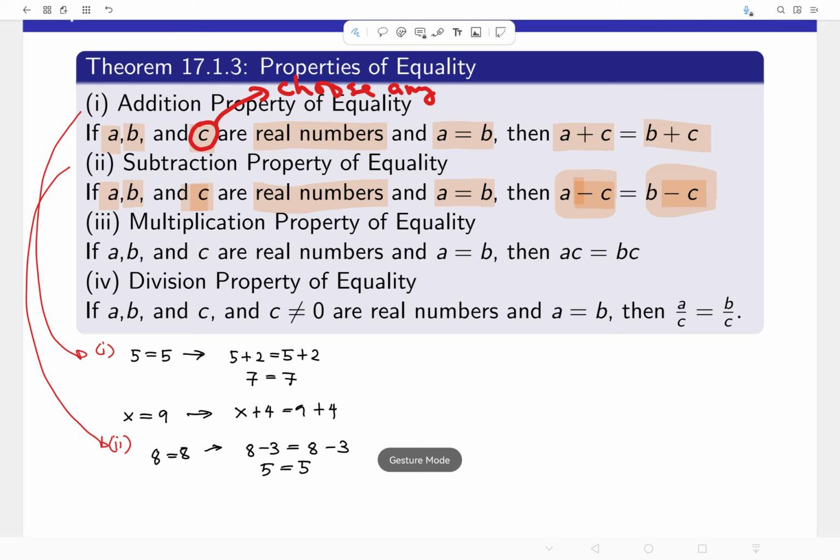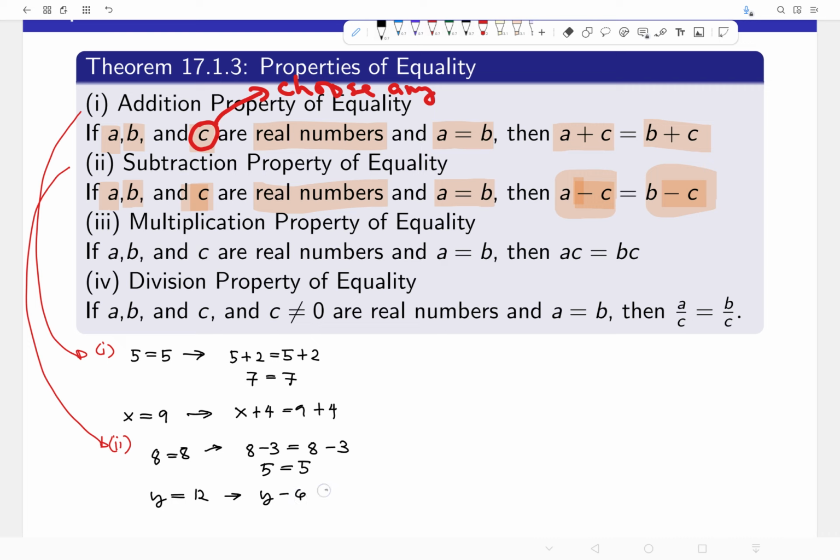Similarly, if you have y equals 12, and you subtract 6 from both sides of the equation, y minus 6 will always be equal to 12 minus 6. If you subtract 6 from both sides, you'll get the same quantities. y minus 6 is just the same as 12 minus 6, and 12 minus 6 is 6. So that is property 2i.